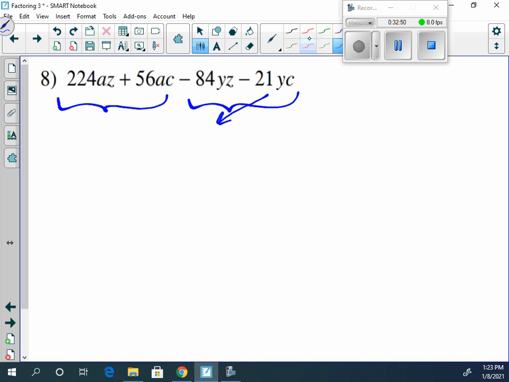And let's look at 84 and 21. Well, the only factors of 21 are 1 and 21 and 3 and 7. So we look at 3, 7, 21. Wait a minute. Well, 21 going into 84? How many times? 4. So I could factor 21 out of this here, and we do 21, not just 21, but 21 what? 21y.